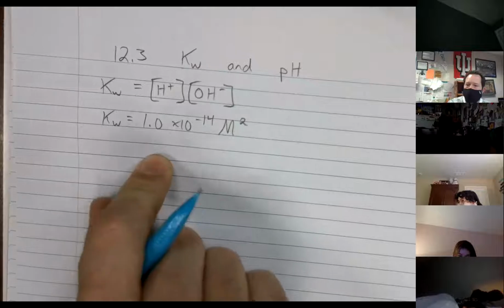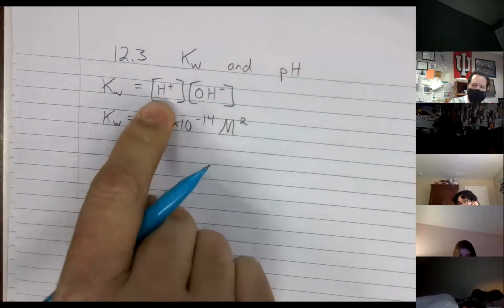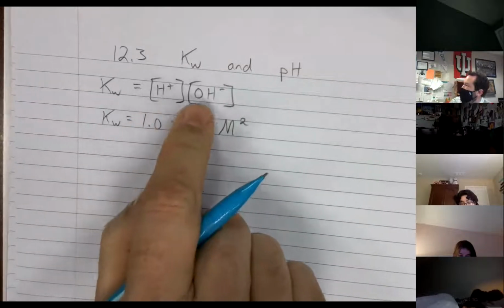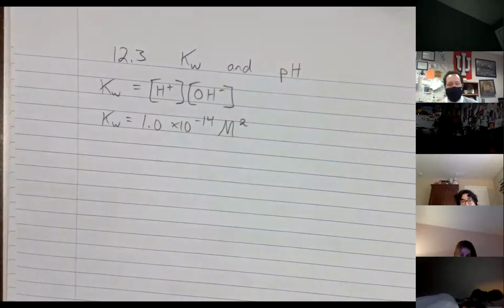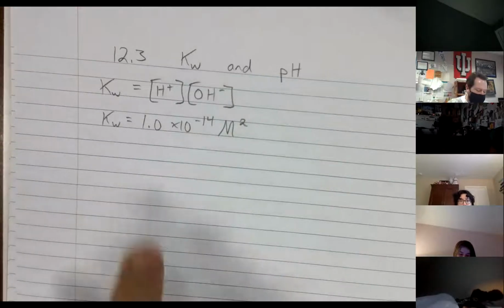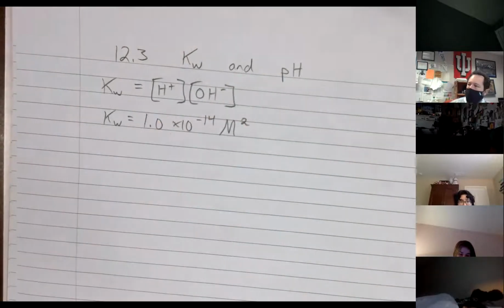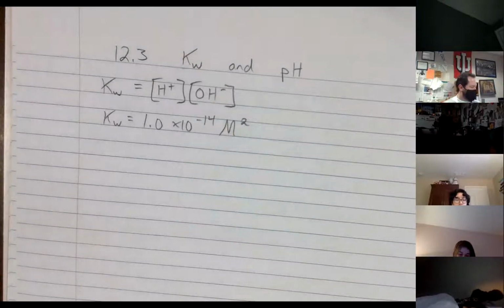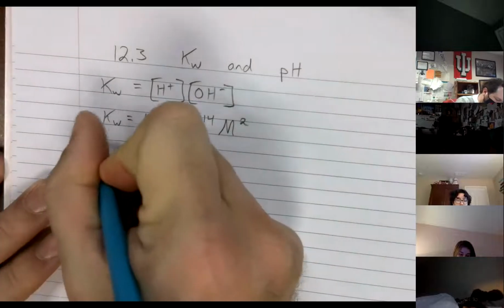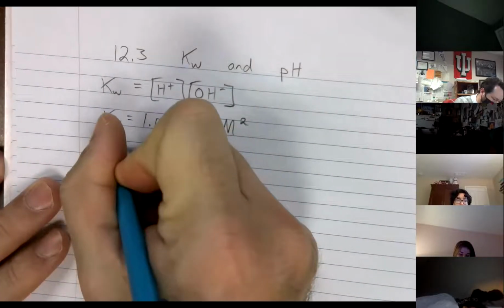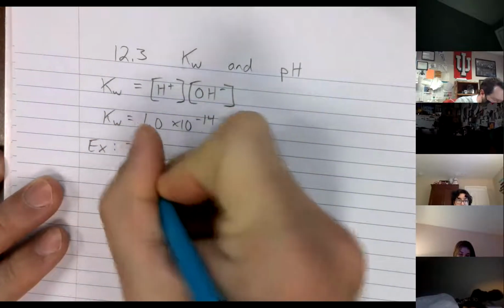So because we have this constant and because we know that the concentration of H plus times the concentration of OH negative equals that constant, that allows us to always be able to find one if we have the other. Quick example.